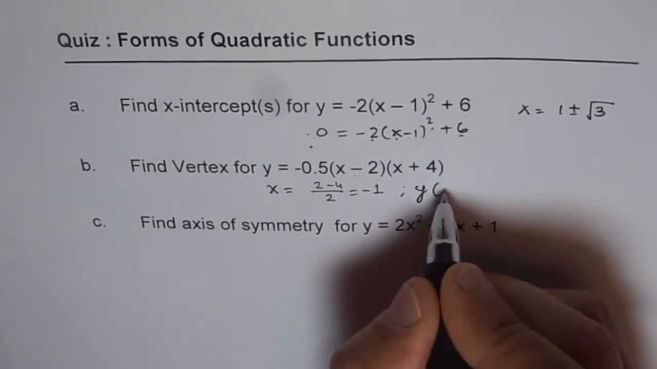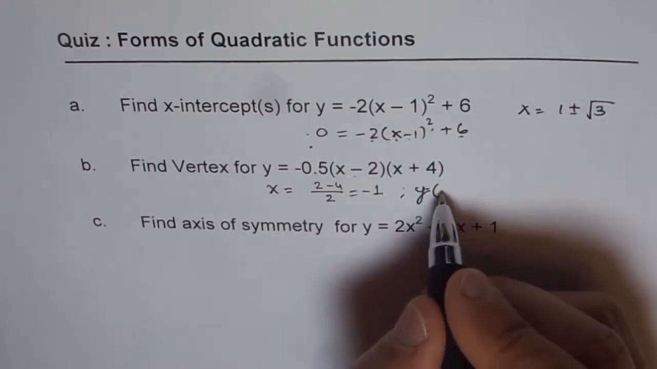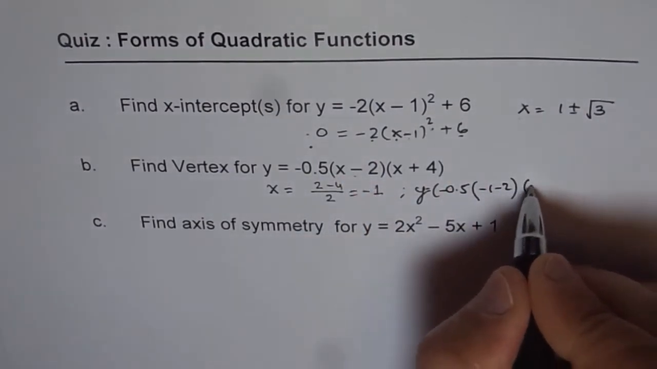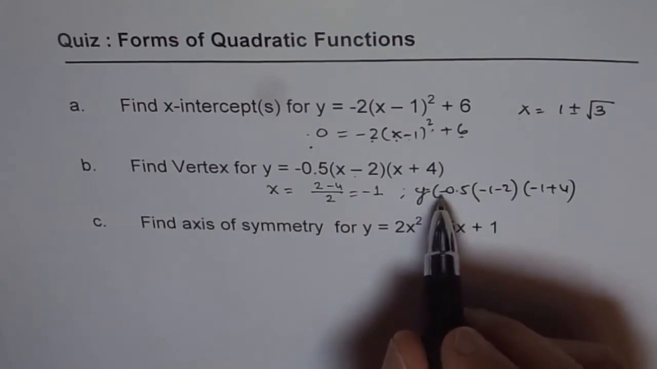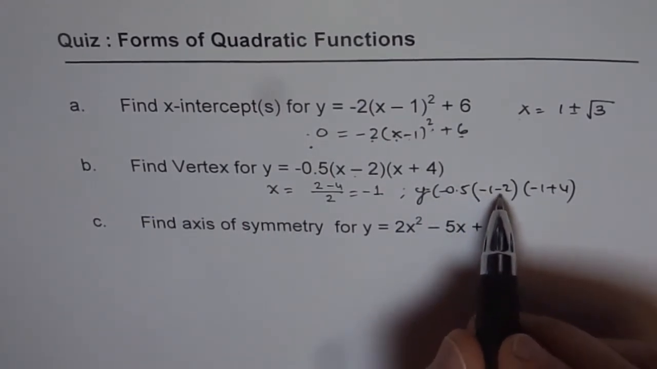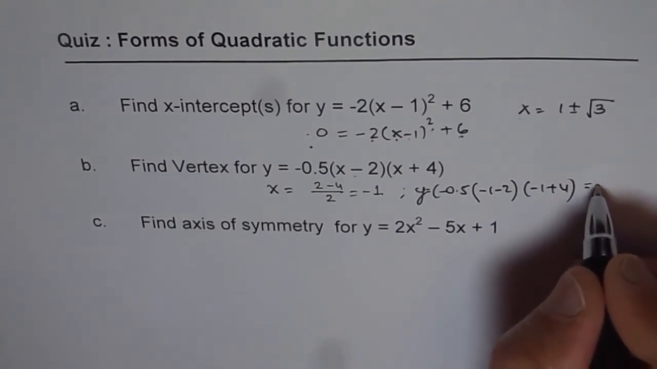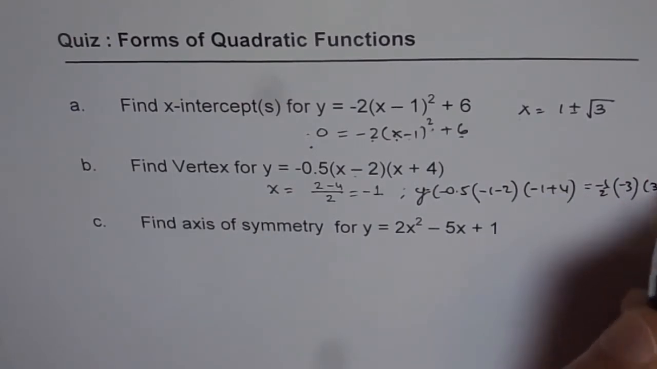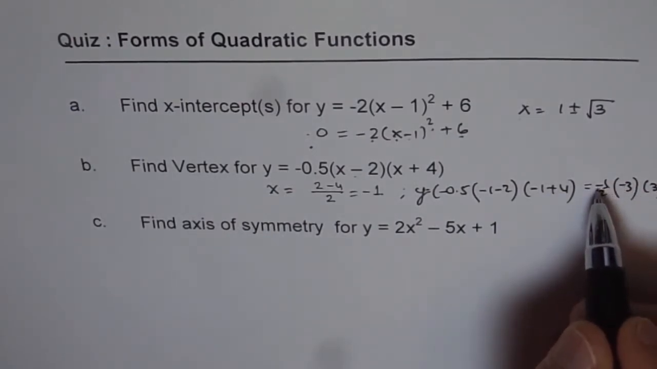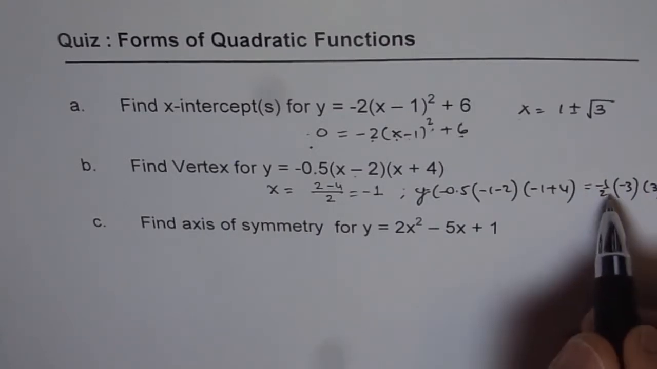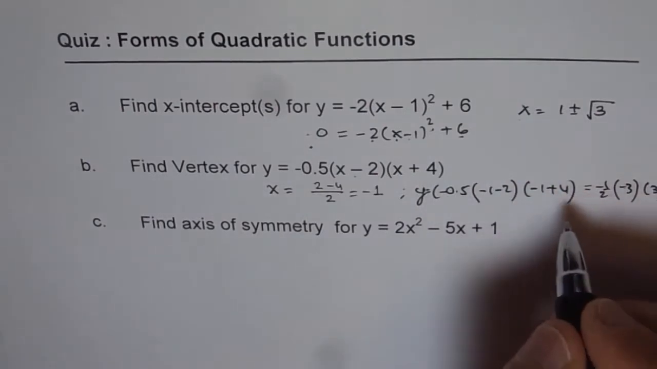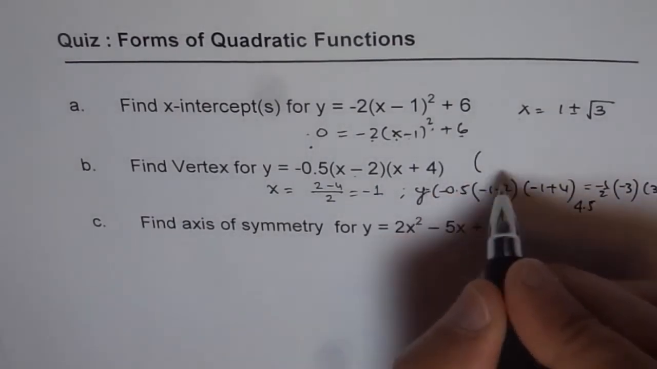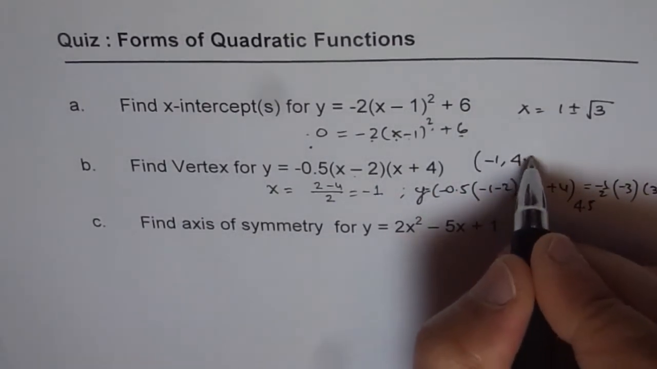So the y value will be equal to minus 0.5 times (minus 1 minus 2) times (minus 1 plus 4), correct? So that is minus half of, here what do you get? Minus 3, and here you get 3. So minus half of minus 3 times 3. Do you see that? The sign will become positive for you. So 3 times 3 is 9, and half of 9 is 4.5. So you get y value as 4.5, and therefore the answer will be minus 1 and 4.5.